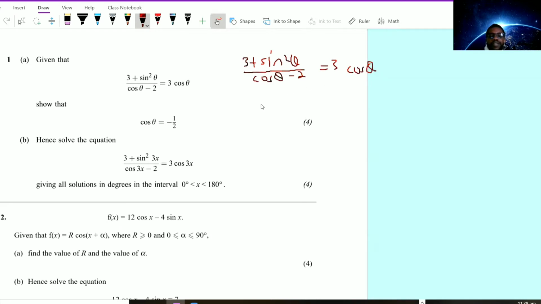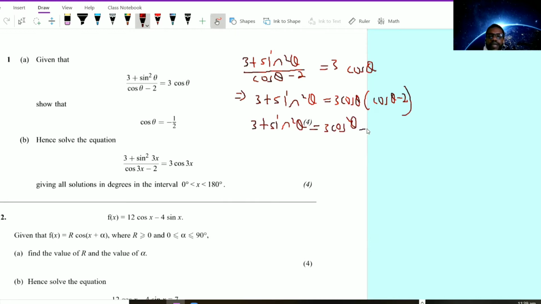All right, now in solving any equation, the first problem is that we don't like to have fractions. That normally creates a problem for us. So we're going to get rid of this denominator down here, which is to multiply both sides by it. So I'm going to have 3 plus sine squared theta is equal to 3 cos theta into (cos theta minus 2). All right, good so far. So we have 3 plus sine squared theta equal 3 cos squared theta minus 6 cos theta. Now, by just looking at this, you have square terms, you have non-square terms, which means that this is hinting at what we call a hidden quadratic.